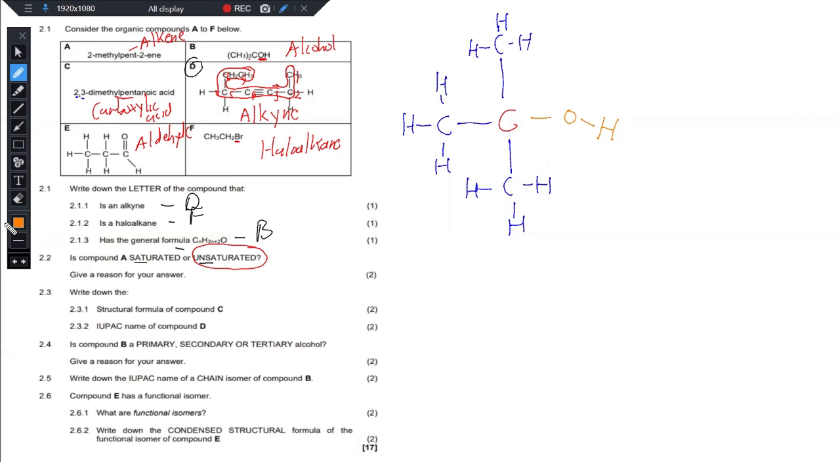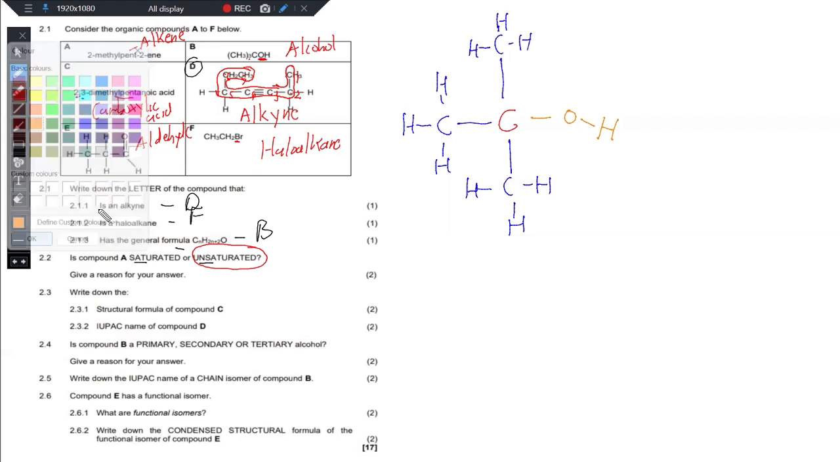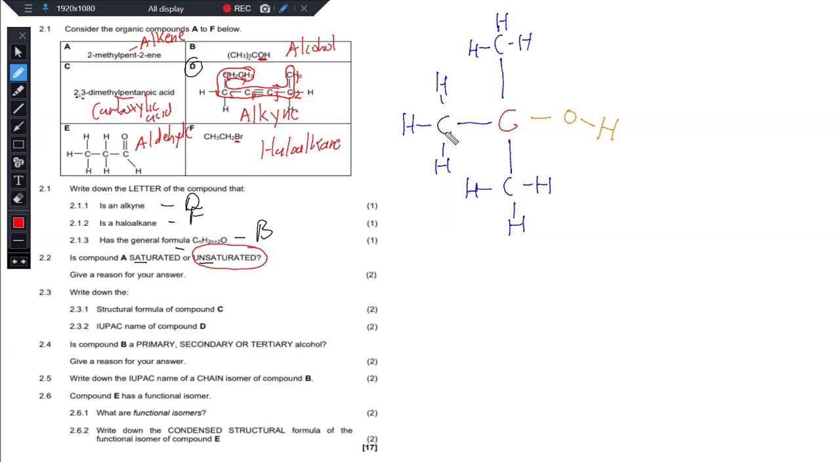Right. So looking at this here, however you choose to number this, you will note that if you say this is 1, 2, 3, so this would be your longest chain. So let's say maybe you go like this, 1, 2, 3. That would be it. So in other words, that is 2-methylpropan-2-ol, right?